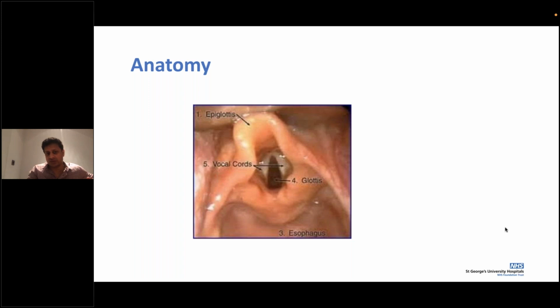Most endotracheal tubes have a black mark on them, which is where you need to stop. But alternatively, you can adjust the length of the endotracheal tube at the lip level.